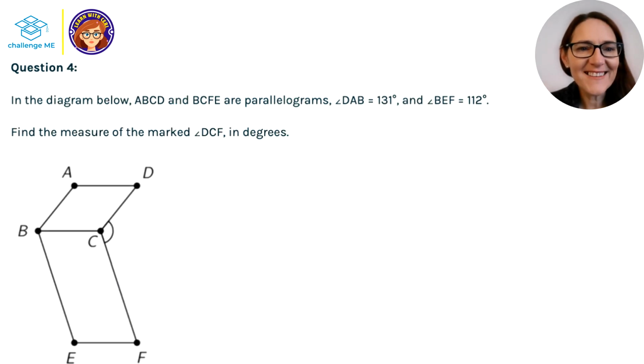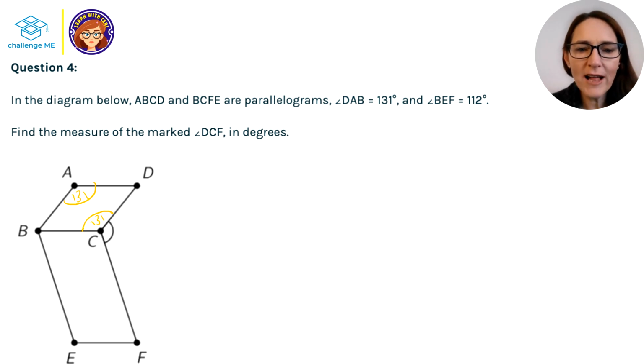Next, I'd like to take a look at question 4 with you. In the diagram below, ABCD and BCFE are parallelograms. Angle DAB is 131. I'm just going to stop there and just add that on. So D to A to B is this angle here, 131. And we know that opposite angles in a parallelogram are equal, so that's also 131. Fab. And then let's keep going.